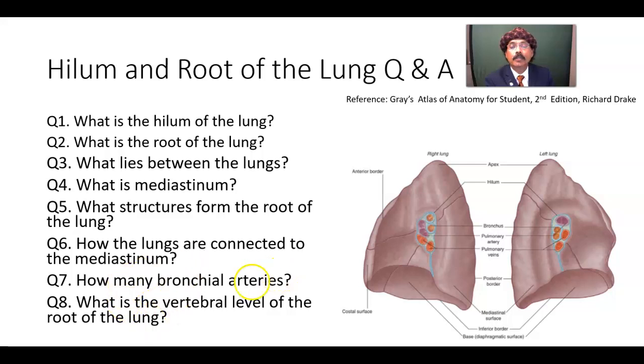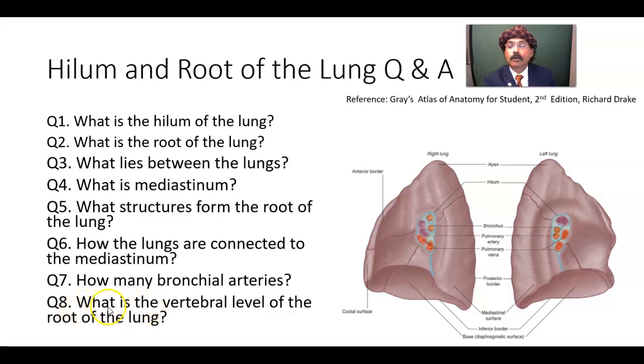Okay. How many bronchial arteries? On the right side, it is usually one bronchial artery that comes out of the right posterior third intercostal artery. Okay. And on the left side, usually two left bronchial arteries. Those come from the upper part of the descending thoracic aorta. Okay, there is always some variation.